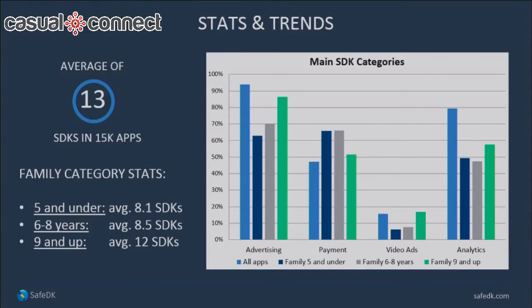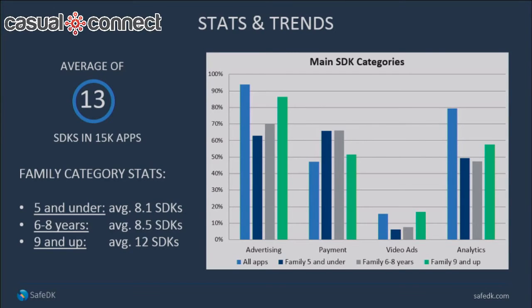We've analyzed 15,000 applications, and among them there were 3 categories of kids applications: 5 years and under, 6 years to 8 years, and 9 years and up. We found there are 13 SDKs on average in the total applications, and in the applications designated for kids up to the age of 8, there are 8 SDKs on average, and for the apps that are for 9 years and up, there are 12 SDKs on average, very similar to the total number of SDKs in the total applications.